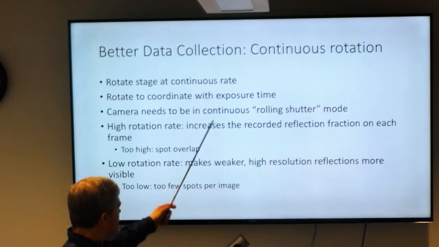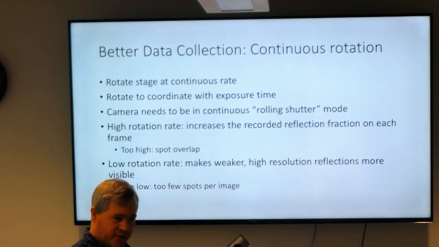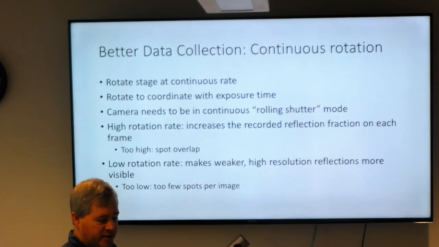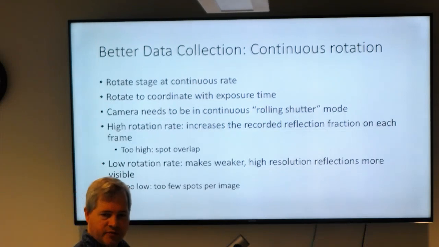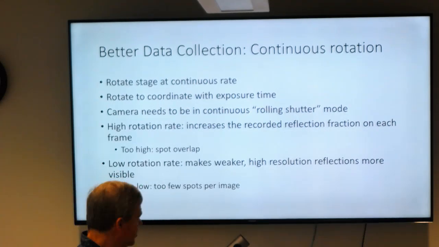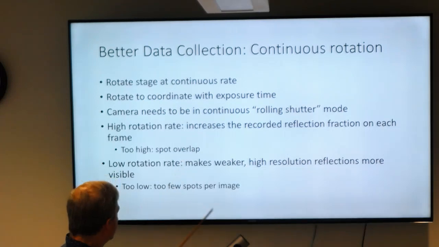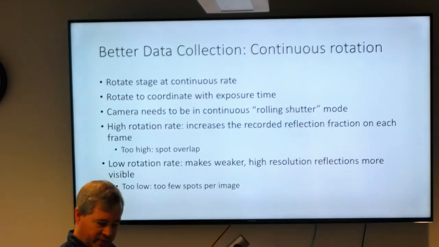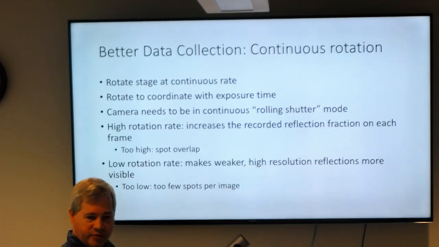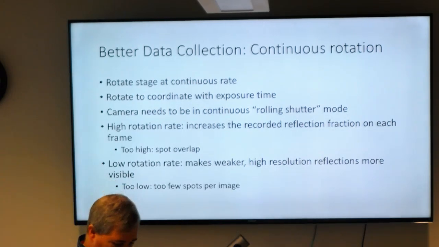Not all cameras have this rolling shutter mode. I know that the TVIPS F416 camera has rolling shutter mode. The FEI CETA detector has rolling shutter mode. The DE has rolling shutter mode, but it only lets you collect for a certain amount of time before it runs out. So that's something to consider, because not all cameras have this fast collection mode. We've tried collecting without rolling shutter mode, and unfortunately you end up taking a few seconds for every image. So even though you're doing a very slow continuous rotation, you end up missing wedges in Fourier space as you're collecting.